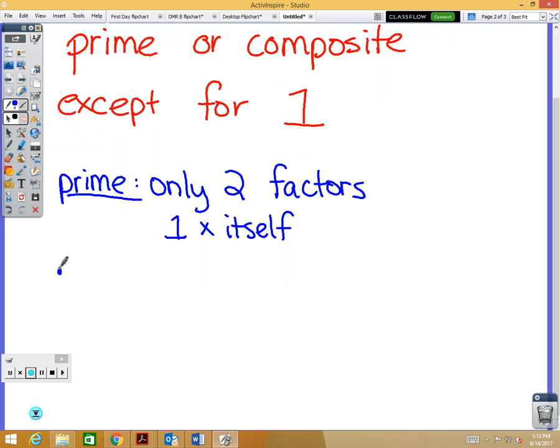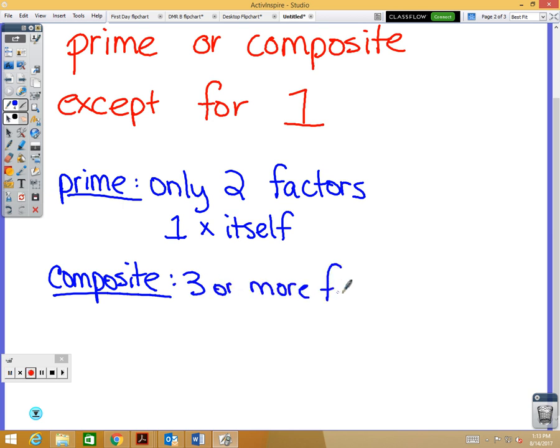Whereas composite, three or more factors. So again, prime has 2 factors exactly, and composite is 3 or more factors. The reason that the number 1 is not prime or composite is because the only way to get 1 is by doing 1 times 1, and that's the same number. So 1 only has 1 factor, so it is not prime or composite.